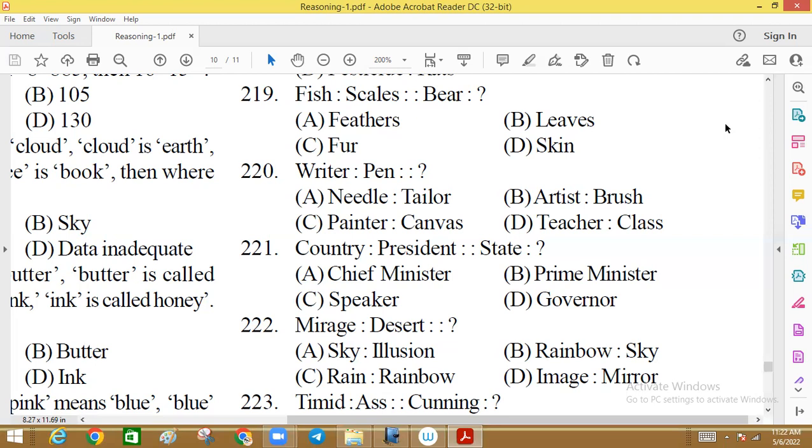The scale is a part of skin because it's the epidermal layer, the upper layer. But coming to the bear, fur is not a part of skin. The hair comes from endodermal origin, it will come to the top.